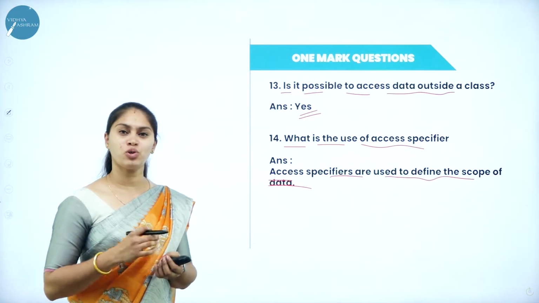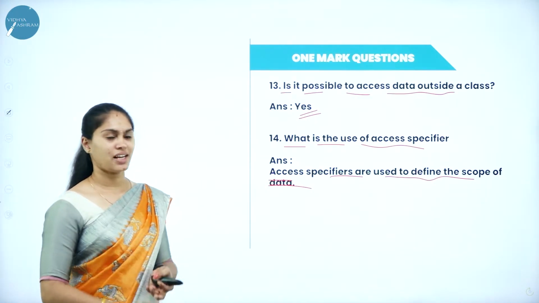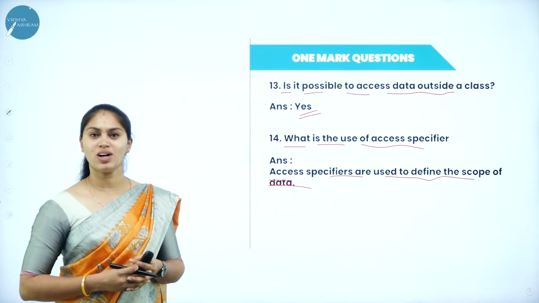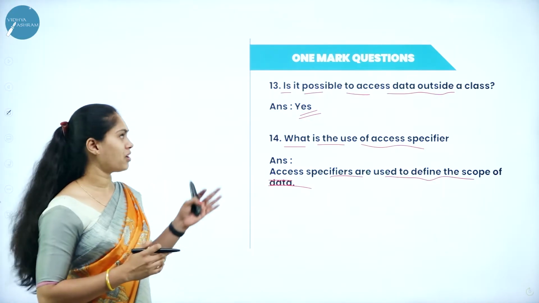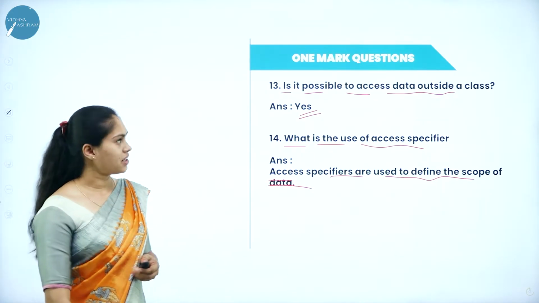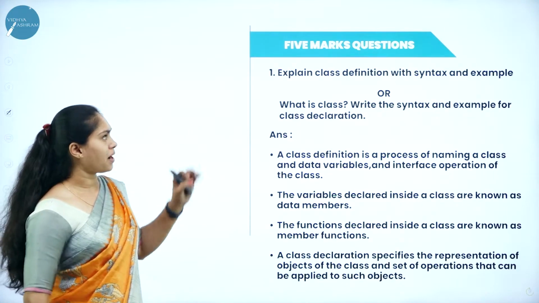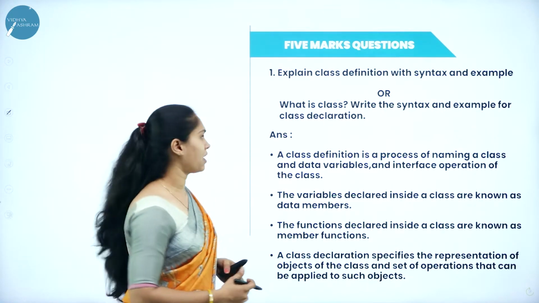Anyway, you are going to get 2 questions in Part A, so it will be easy for you to face the 1 mark questions in chapter 7, called classes and objects. Let me move to Part D. That is related to what? 5 mark questions. We'll see the Part D, the 5 mark question part, here.